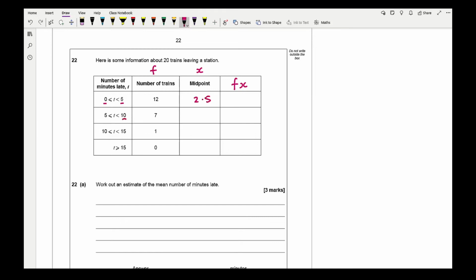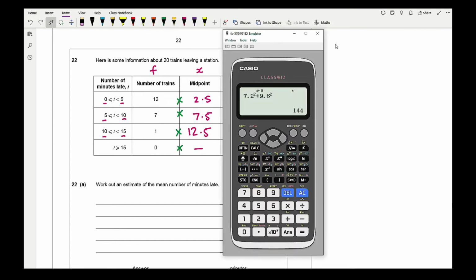Then I've got 10 plus 5, which is 15, divided by 2 is 7.5. And then 15 plus 10, which is 25, divided by 2 is 12.5. Now this one has no midpoint, so I'm just going to leave that blank, because I'm times-ing them by 0 to work out the fx column, in which all I need to do is multiply these numbers together, and that bottom one is going to be 0. So the next thing I need to do is get the calculator and start working the last column out.